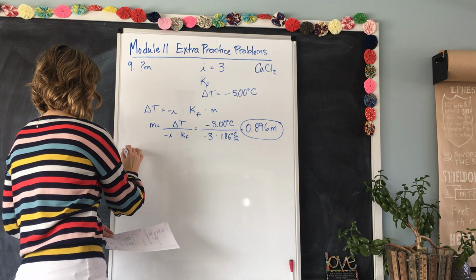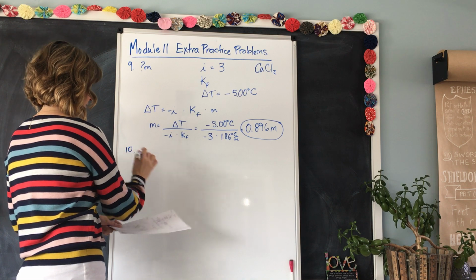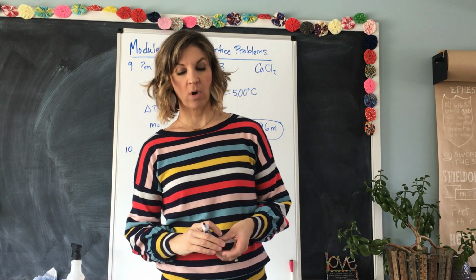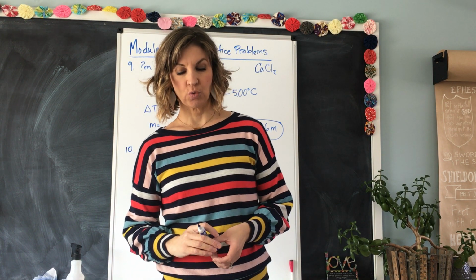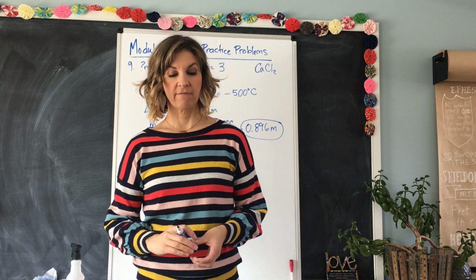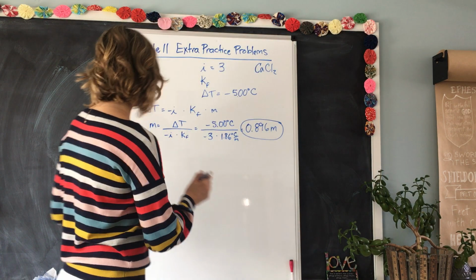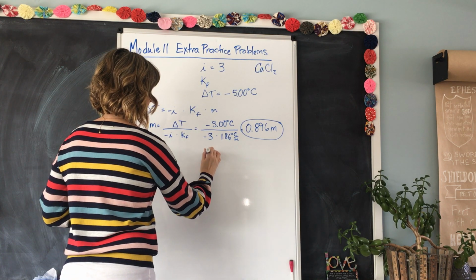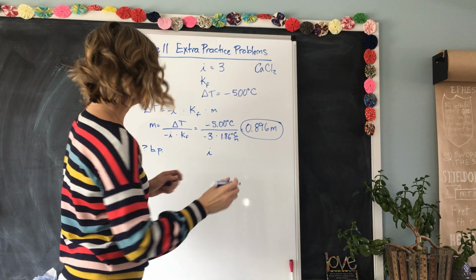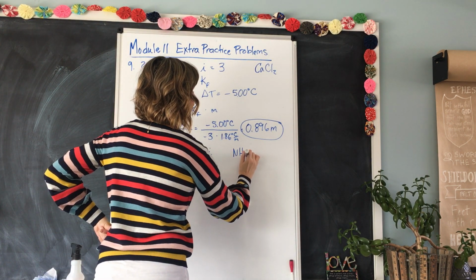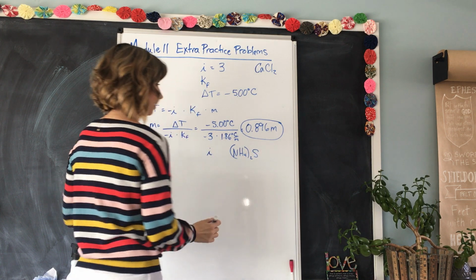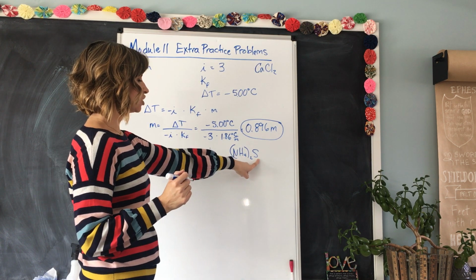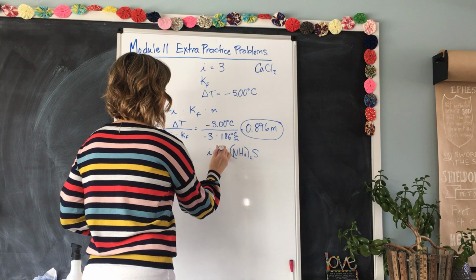And lastly, number 10 is a boiling point elevation problem. Number 10 says, what is the boiling point of a solution made by mixing 100 grams of (NH4)2S with 750 grams of water? All right, so we are looking for the boiling point. And what we know is, let's see, do we know I? Well, we can figure it out, can't we? We have (NH4)2S. So this is going to split into 2 ammonium ions and 1 sulfide ion. So that'd be I equals 3.